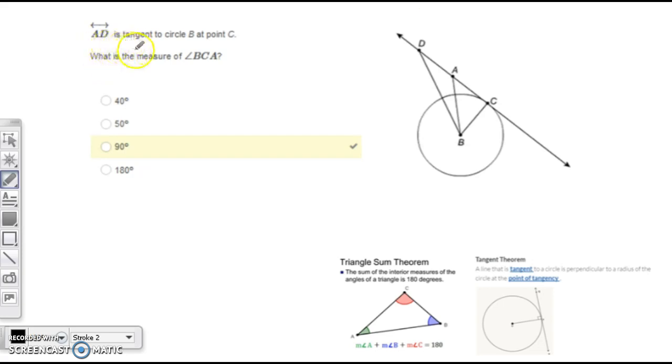It says AD is tangent to the circle B at point C. Let's see what we're looking at here. This segment, AD, or this line, is tangent to the circle at this point right there. So we automatically know that's a 90-degree angle because that's what our tangent theorem tells us. If you connect the center of the circle to that point of tangency, if you make that radius, it's a 90-degree angle. And then it says, what is the measure of angle BCA? Well, that's the angle we already marked. We already know angle BCA is 90 degrees, so there's our answer.